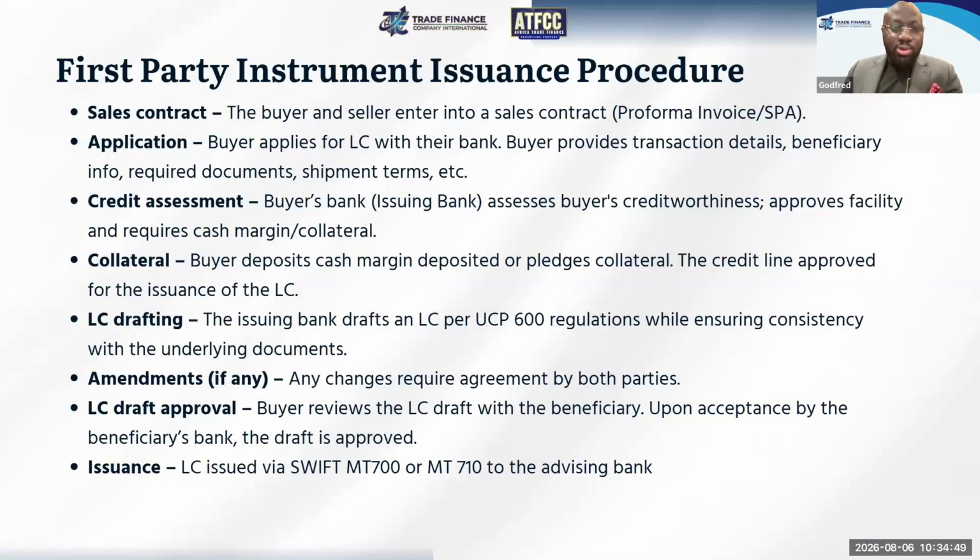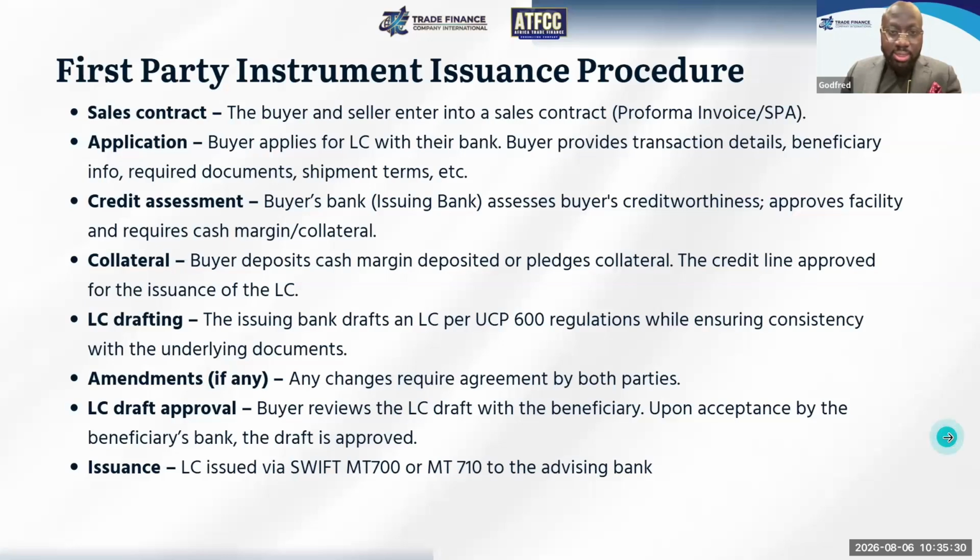Yes, exactly. So after that, the letter of credit is drafted. The issuing bank will draft it as per UCP 600 regulation and ensure consistency with the underlying documents. And if there are any amendments by both parties, it's mutually agreed on. And then the draft letter of credit is approved, usually by the beneficiary. So when that is done, the issuing bank will issue the letter of credit either via Swift MT700 or MT710 to the advising bank.